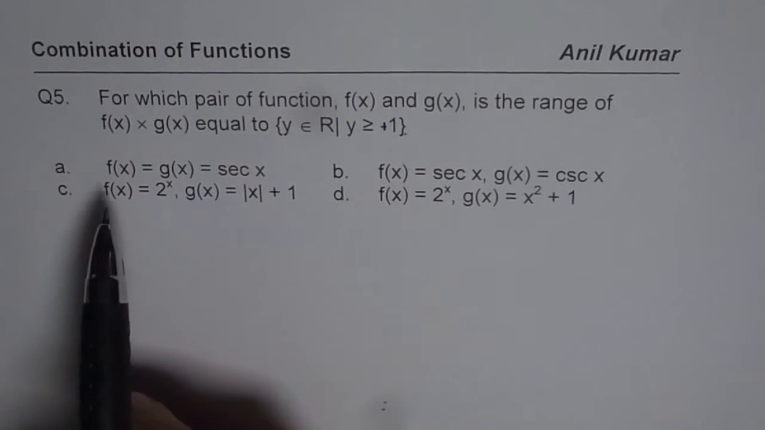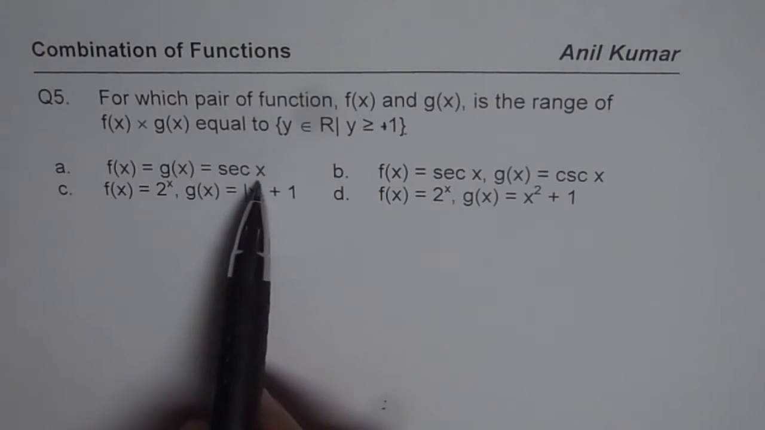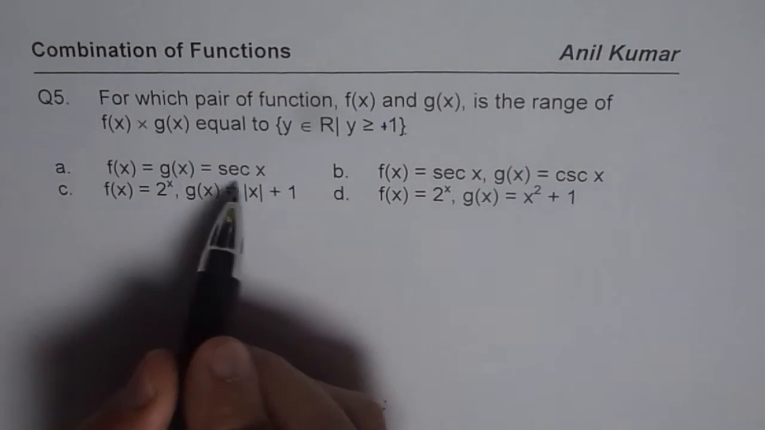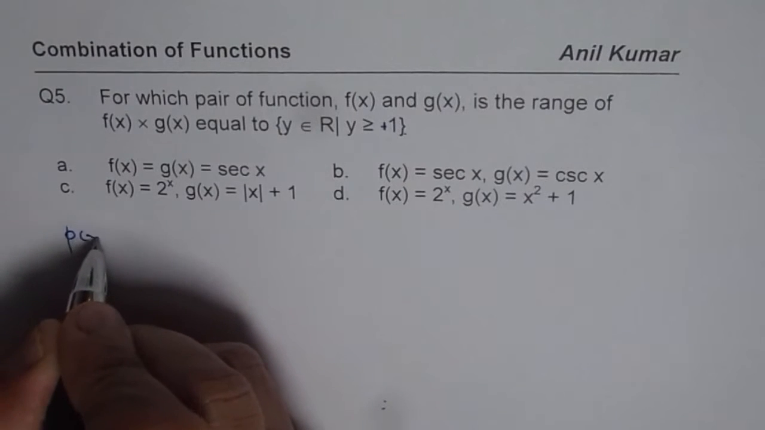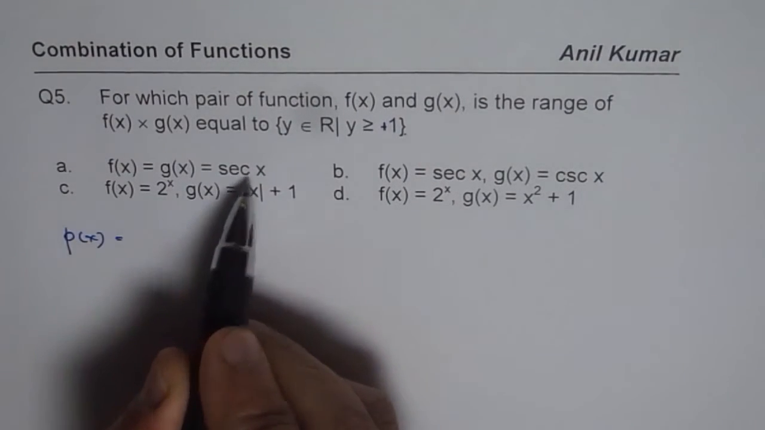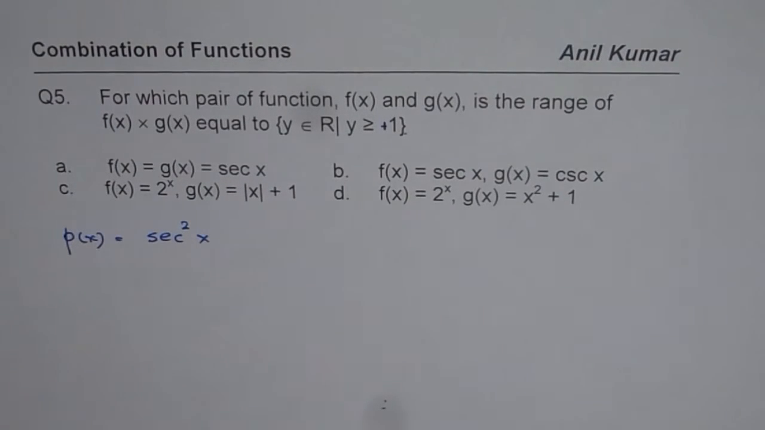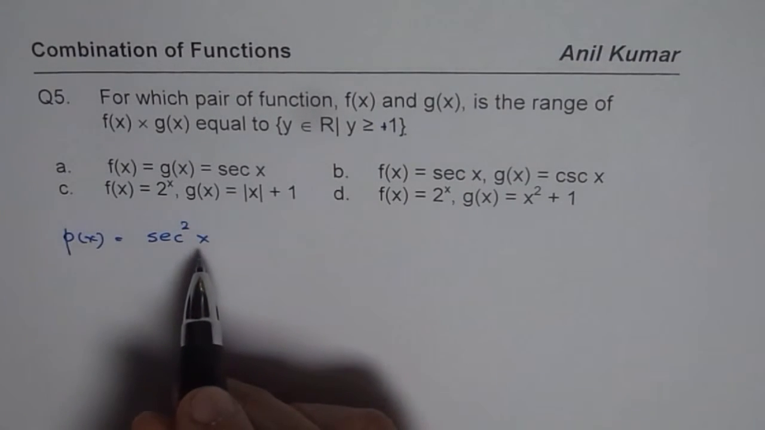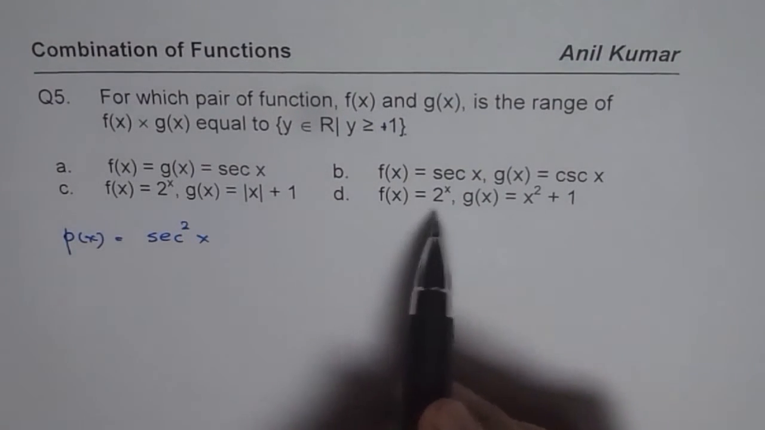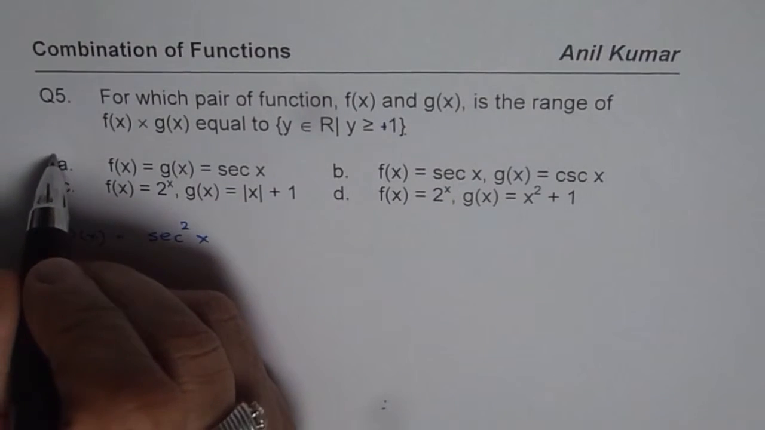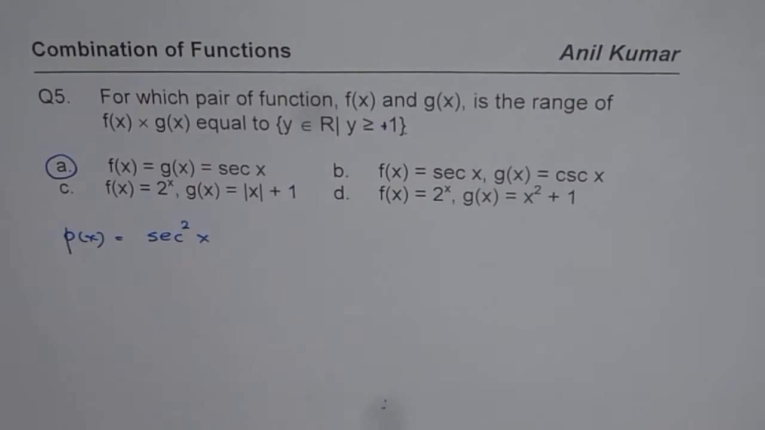The very first combination is that both the functions are secant x. Now if you multiply and get the product, let us say p(x) is the product of the functions. When you multiply secant x with secant x, what do you get? You get secant square x. Now secant square x will always be positive and its range will be definitely greater than or equal to plus 1, correct? So that seems to be the right answer. Now let us check if others are right or wrong, but this is definitely the right answer. So we can at this time just select A and move on and save time.